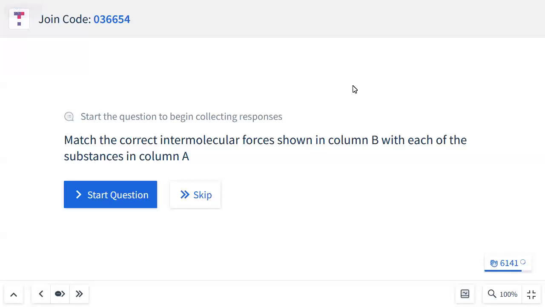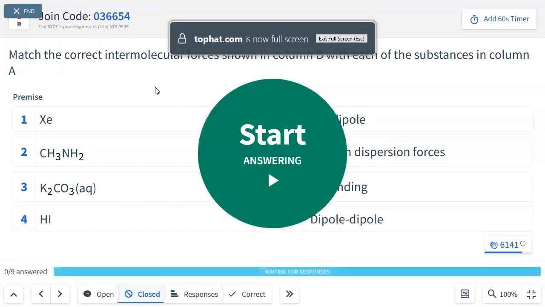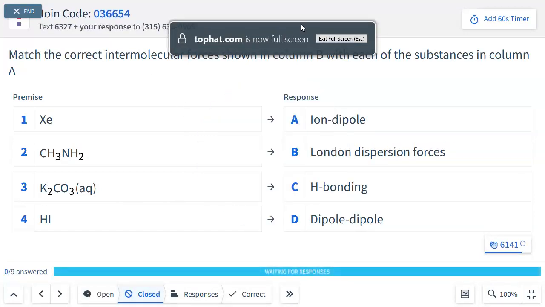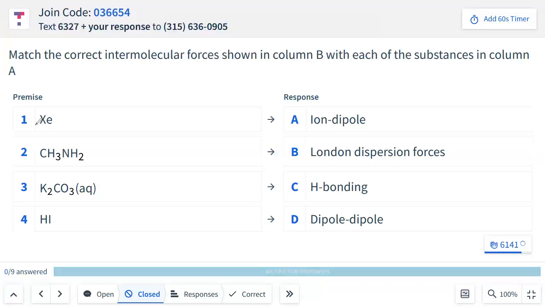Let's start off today by doing a couple of review items from what we saw on Monday related to types of intermolecular forces. So our first question for today is this. I've got four substances here: xenon, methylamine, an aqueous solution of potassium carbonate, and hydrogen iodide. What kinds of forces are predominant in each of those substances?